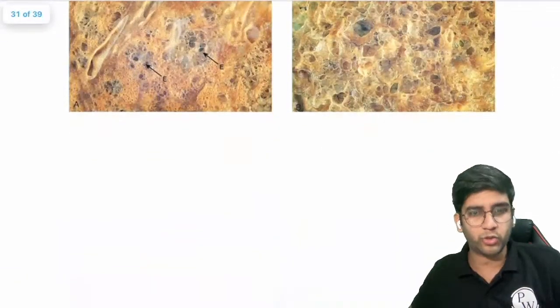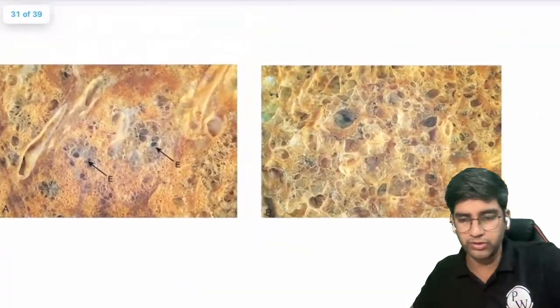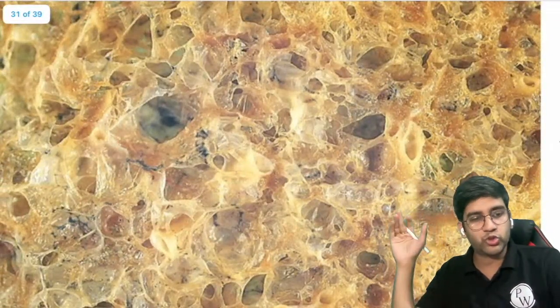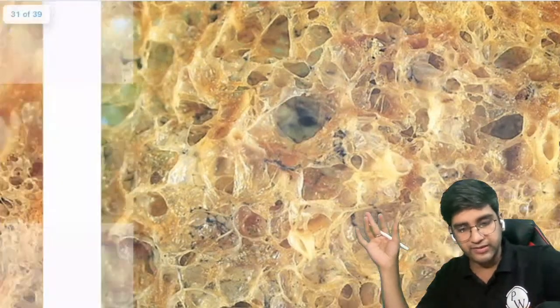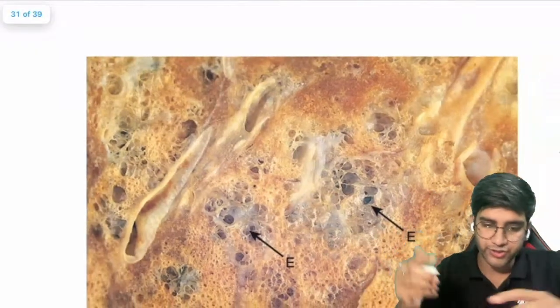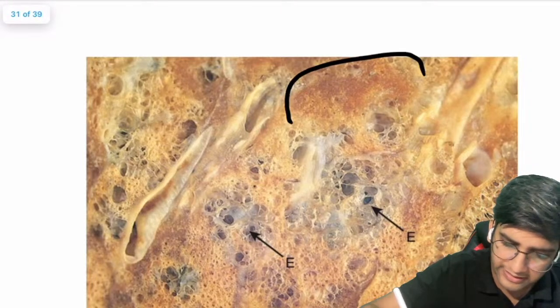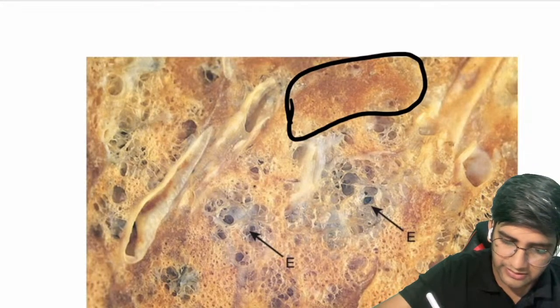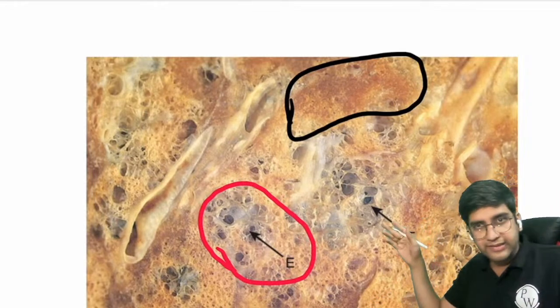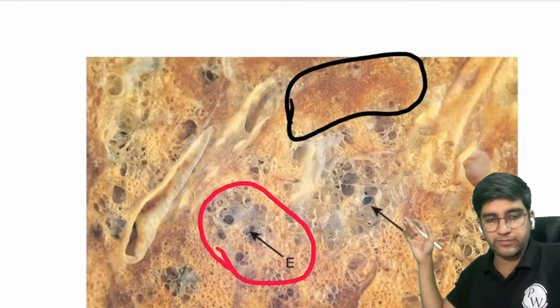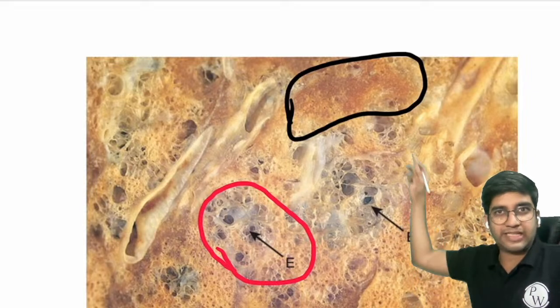Both images are from Robbins. You're going to tell me which is normal, which is abnormal. Does this image have only dilated acini or both normal and dilated? We'll just compare this image. I'm highlighting some area black in color and some area red in color. Black color is normal or dilated? This makes it much easier. Black is normal or dilated?